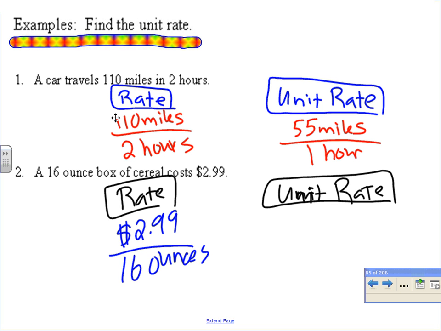Okay, what is the unit rate of this one? This one you would probably need a calculator for because we didn't get to division by hand with decimals. So if you have your calculator out, what is the unit rate?